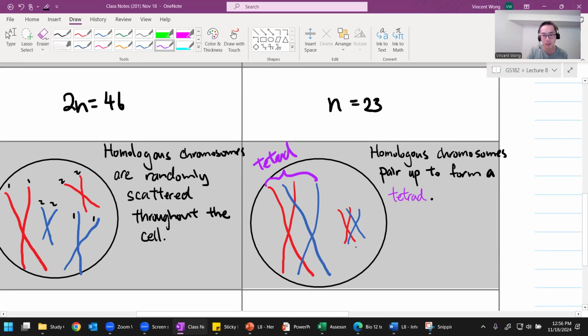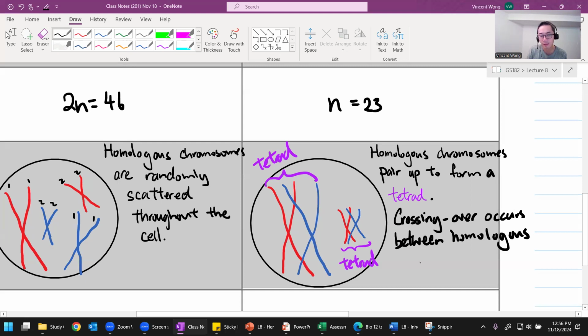That's a tetrad. Okay, and then here we have another tetrad. So you're going to have a total of 23 tetrads, right? Unless it's male, then the X and the Y don't really come together. But that's okay. Generally, the homologous chromosomes will form a tetrad. And the point of doing that is to allow something called crossing over to occur between homologous chromosomes.